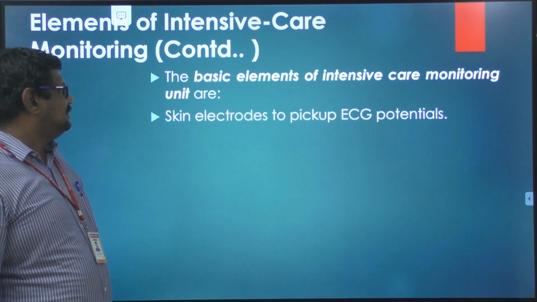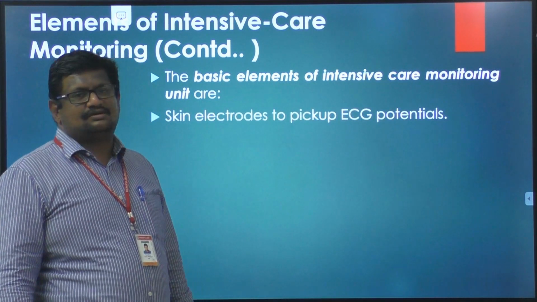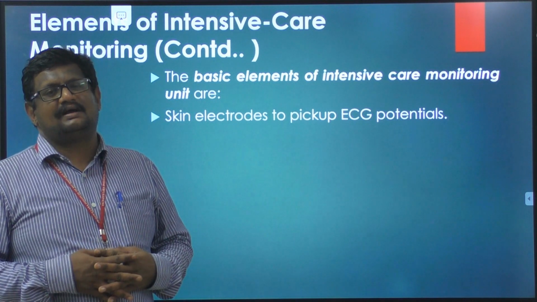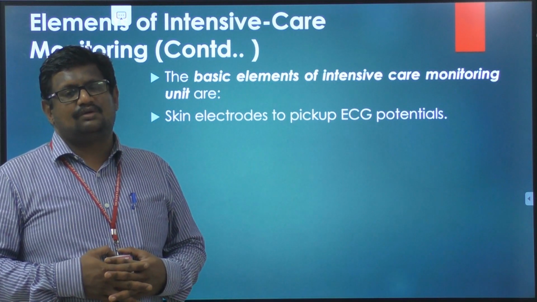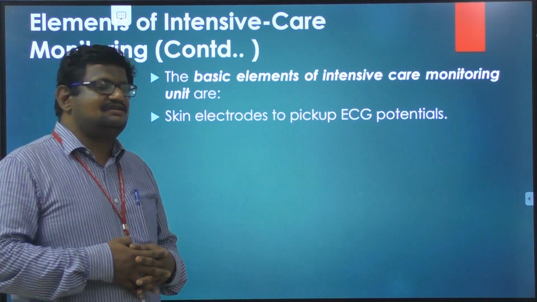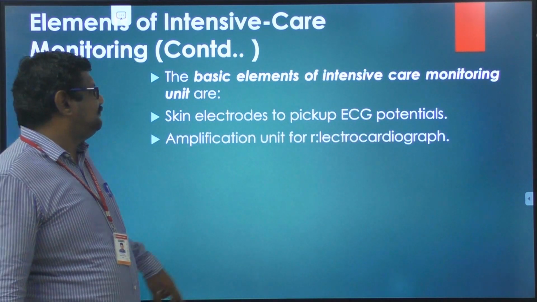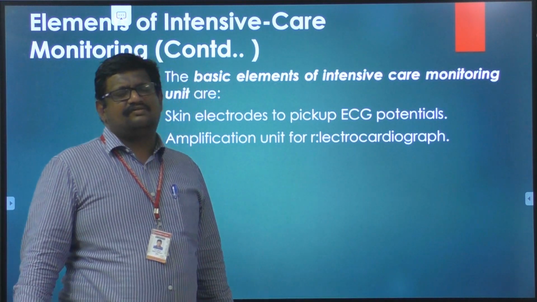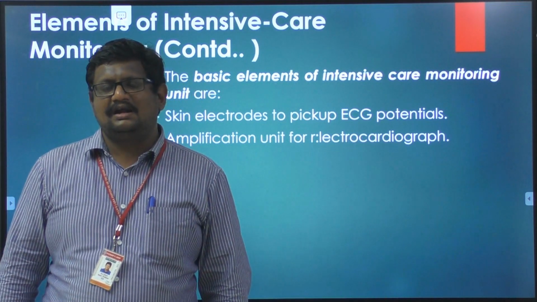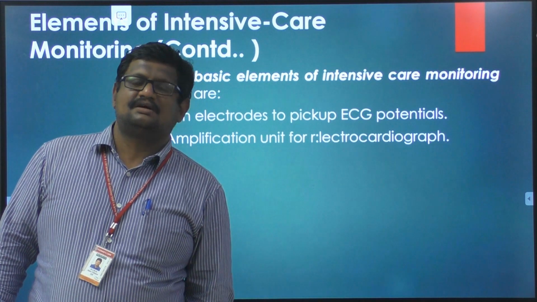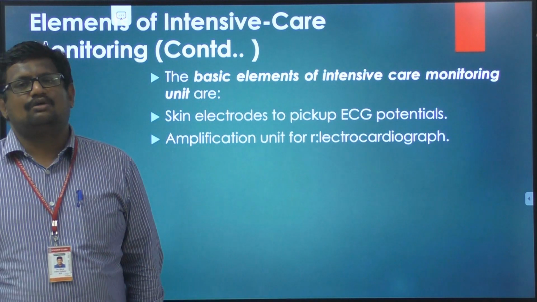Let us see. Skin electrodes to pick up the ECG potential. Any patient monitoring system in the intensive care unit will have all these things. Because we know ECG is one of the primary parameters, the ECG electrode should be available. Then, an amplification unit for the electrocardiogram. Obviously, whenever there is an ECG or any biomedical signal, there should be an amplifier, because all these biomedical signals are very low in amplitude and also low in frequency.